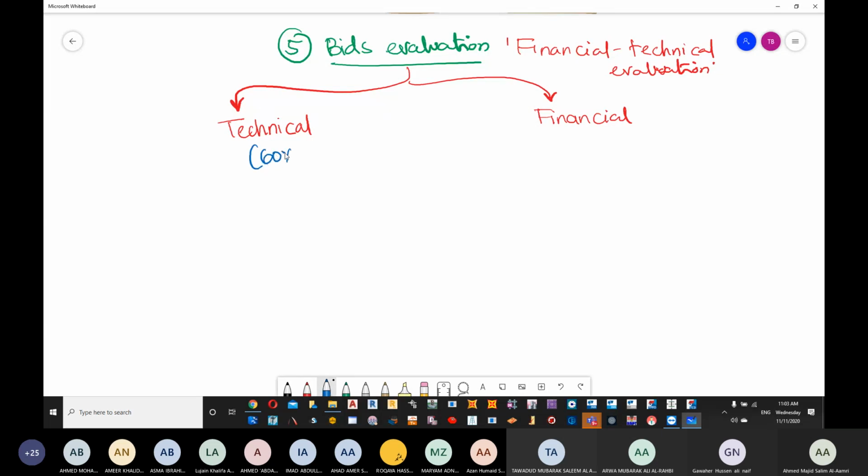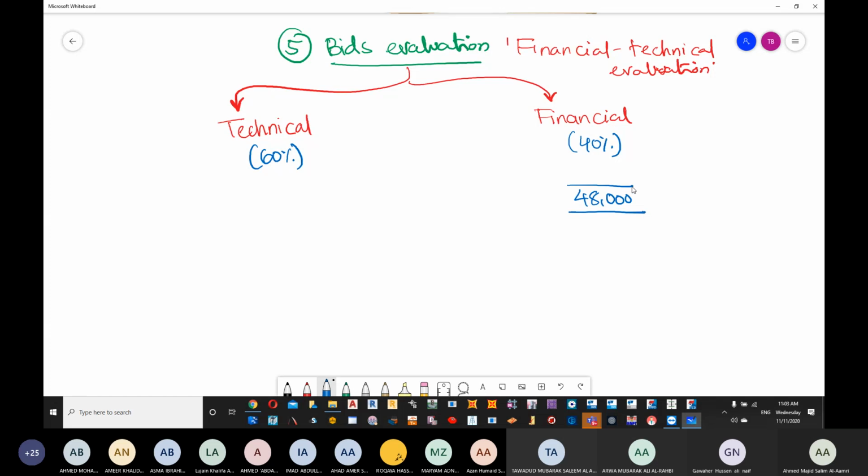Normally 60% will go for technical, 40% will go for financial. Now for the technical, we have learned that our owner estimate is 48,000. This is my owner estimate.